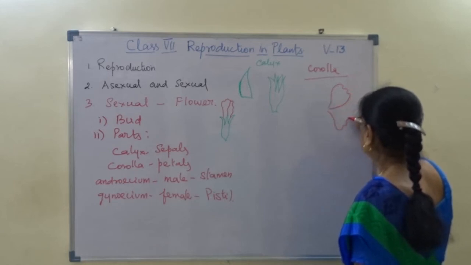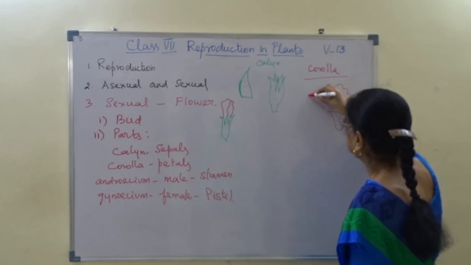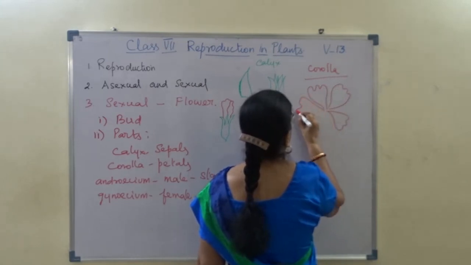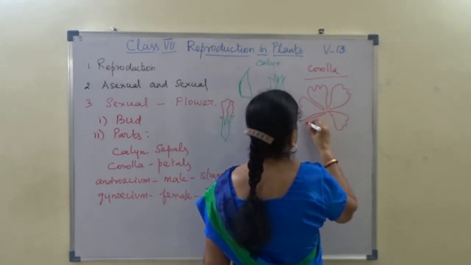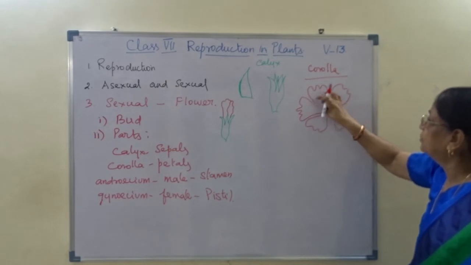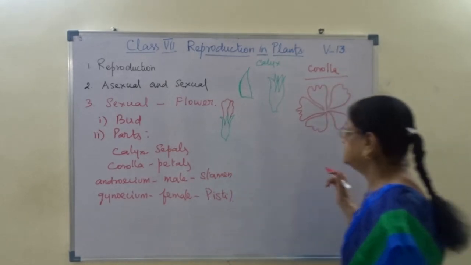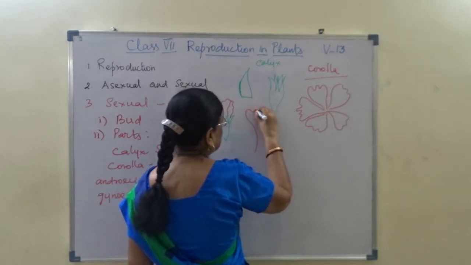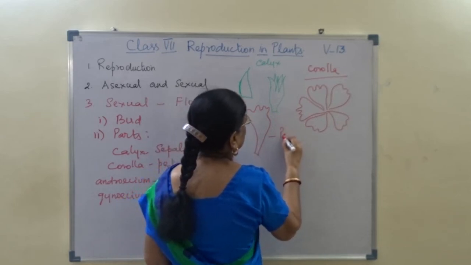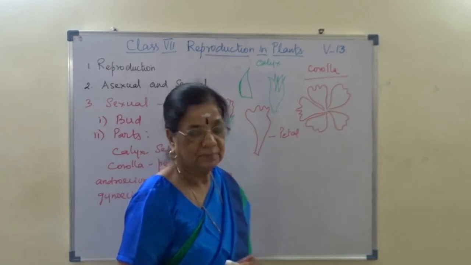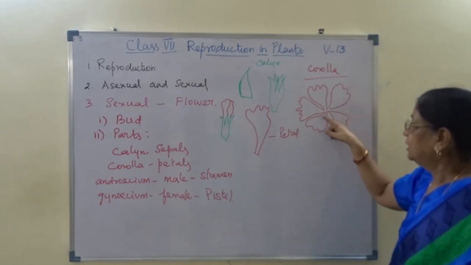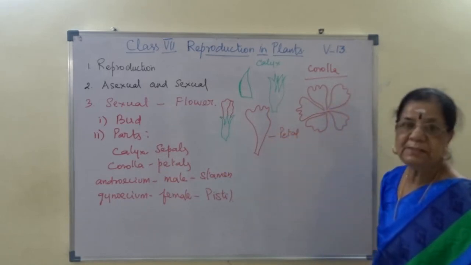When the petals are dissected out, the 5 petals are arranged like this: 1, 2, 3, 4, 5. This is the corolla. And this is a single petal, another petal. Okay, so first is the calyx, we draw it like this. Then the corolla, 5 petals. This is a single petal.